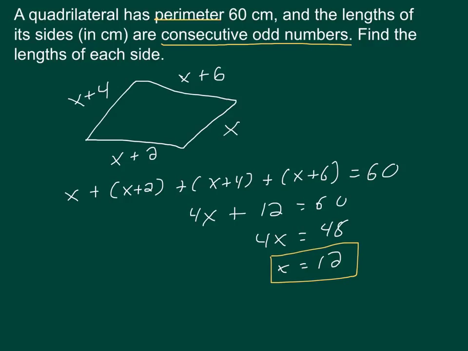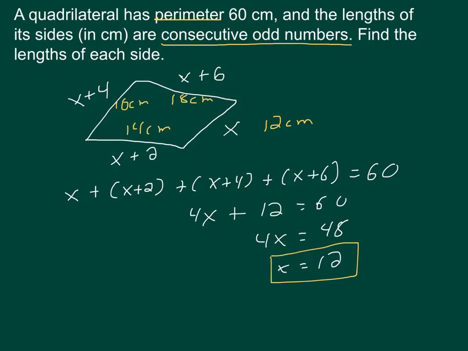into my diagram, means that this side would be 12 centimeters, the next side would be 14 centimeters, keep on going around, 16 centimeters, and 18 centimeters. And a quick check will show us that these 4 side lengths will all add up to 60 centimeters, and so those would be the lengths of each side.